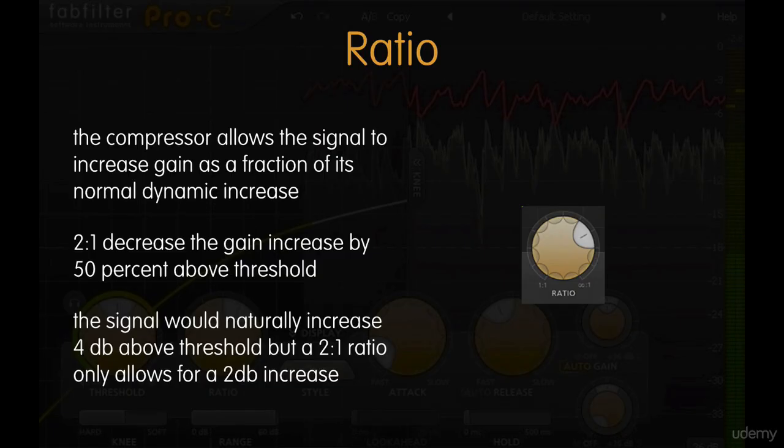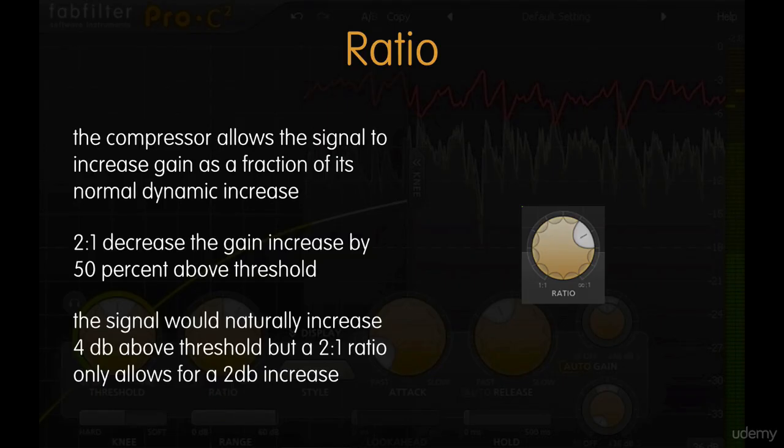And with a 4-to-1 ratio, if it wants to go 4 dB above threshold, it only allows it to go up 1 dB. So that's more strict, right? Whereas with a 2-to-1 ratio, if it wants to go 4 dB above the threshold, it only allows it to go up 2 dB.